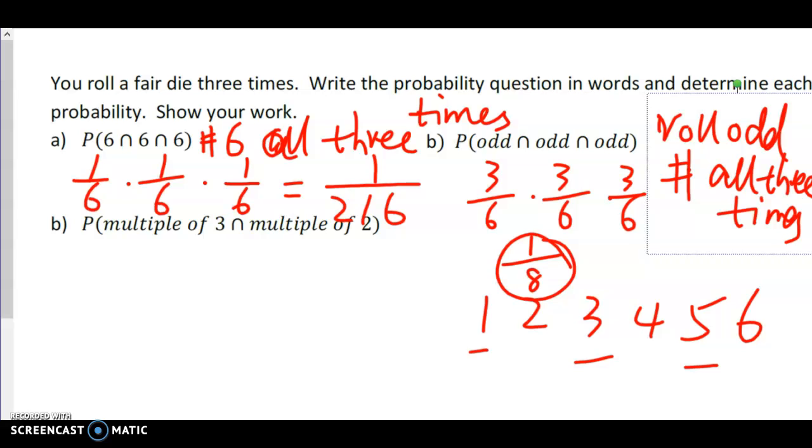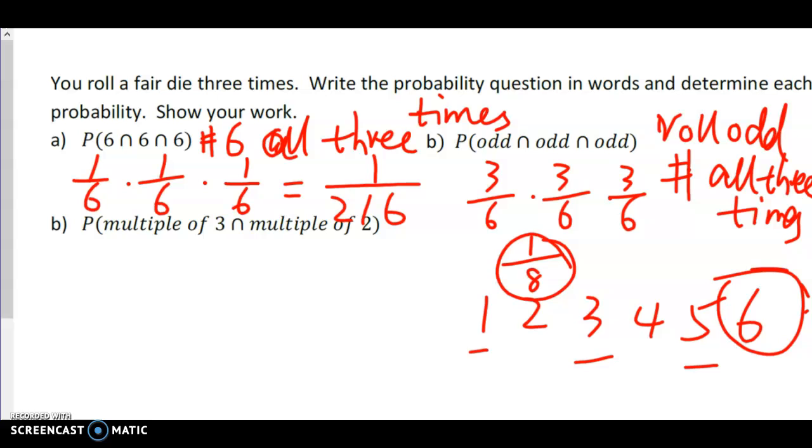Next, multiple of 3 and multiple of 2, which will be only 6, right? So only 6 is the multiple of 3 and multiple of 2.